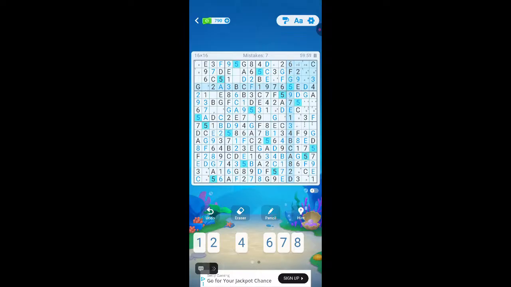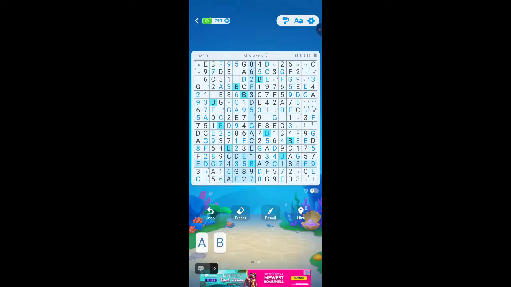Now we can look at F for some reason. F seems blocked here. F is complete. That was simple. All right, let's go to B randomly, as we do.